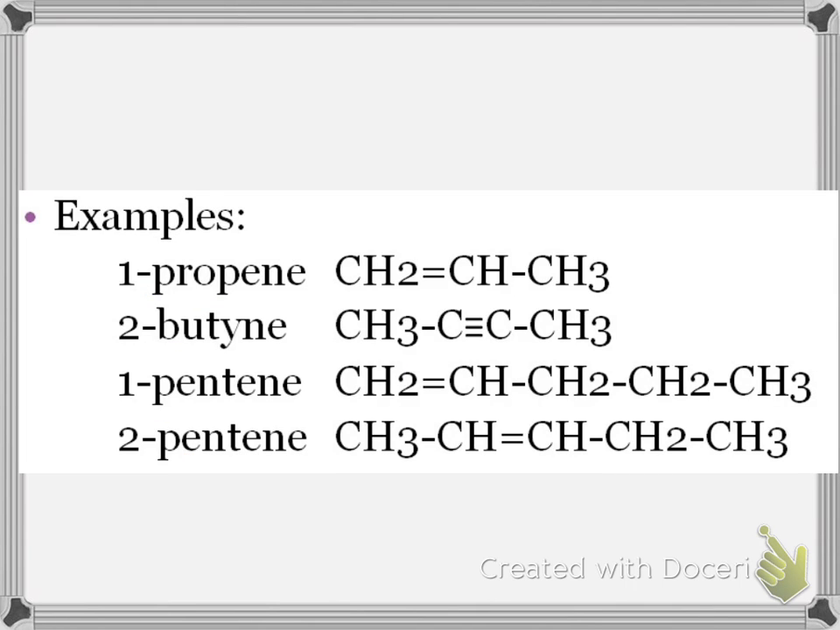When a double or triple bond is present, it is required to indicate its location using a number preceding the main chain. Commas are used between numbers, and hyphens are used between letters and numbers.